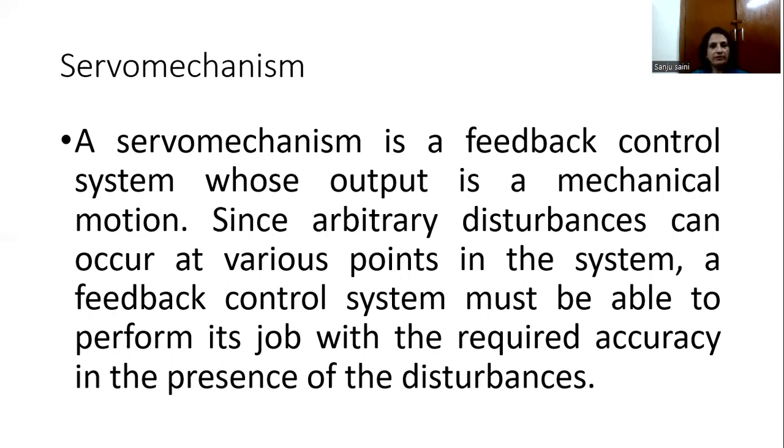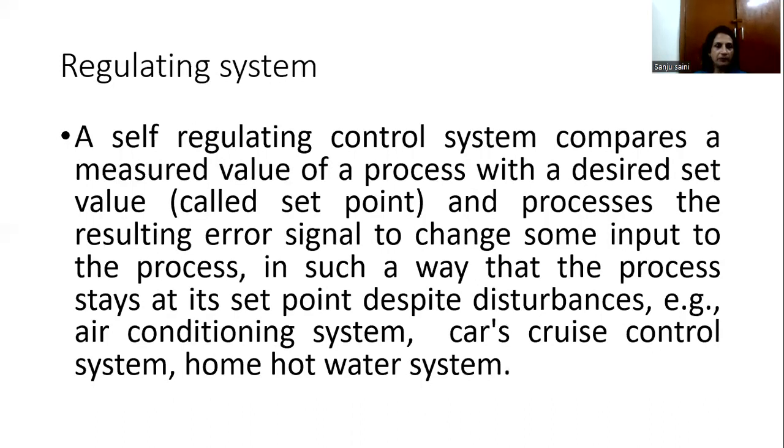So a servo mechanism is a feedback control system whose output is a mechanical motion, as arbitrary disturbances can occur at various points in the system. So a feedback control system must be able to perform its job with the required accuracy in the presence of disturbances also. So servo mechanisms are those where the control variable is either position or a derivative of the position.